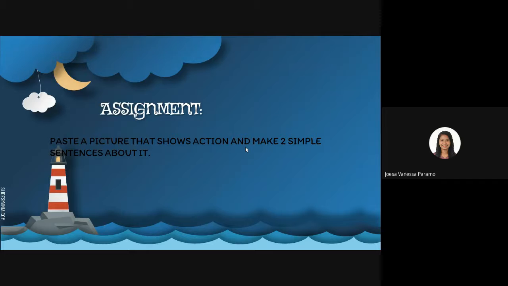And for your assignment, paste a picture that shows action and make two simple sentences about it.